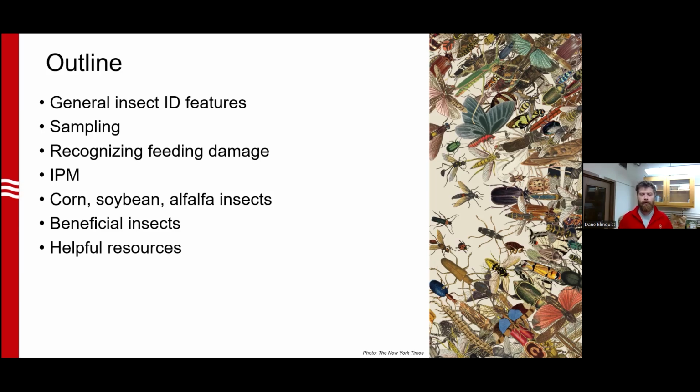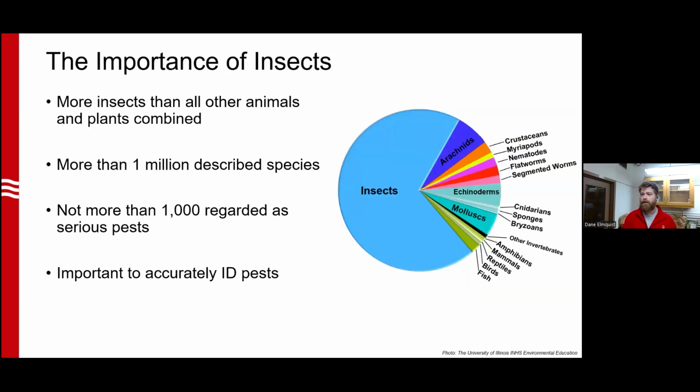So it's really going to be more useful for you to understand general ID features, and then how to use those in conjunction with resource guides or some other resource that you might have with you in the field. And I'll share some of those at the end. We'll go over some sampling techniques, scouting suggestions, how to recognize specific feeding damage, talk a little bit about IPM and thresholds, and then we will use the last half of today to talk about some major corn, soybean, and alfalfa insects, as well as some beneficials that you might encounter during your scouting work.